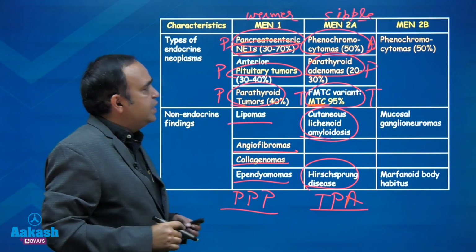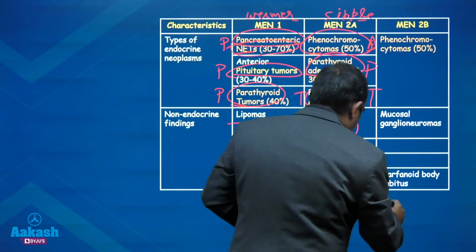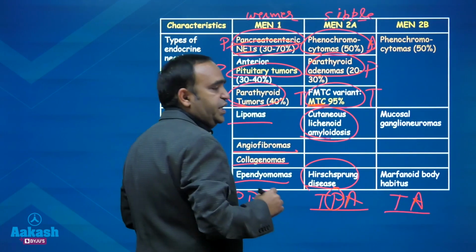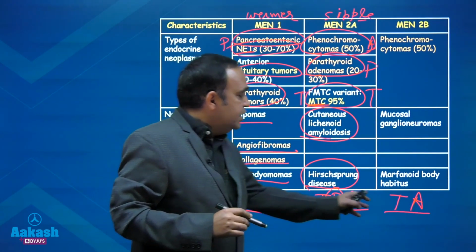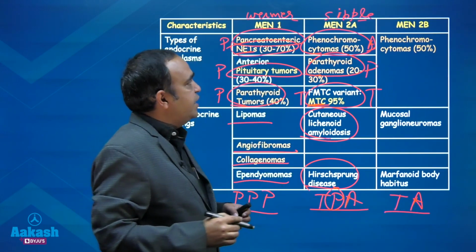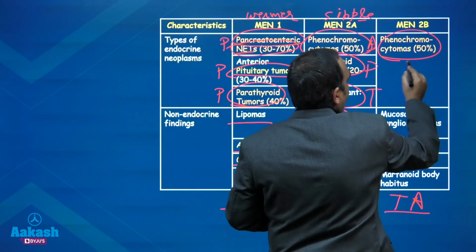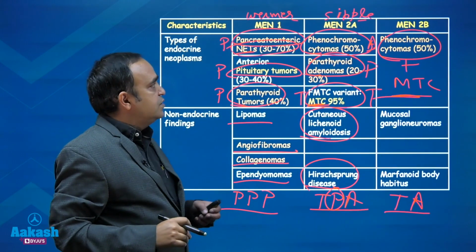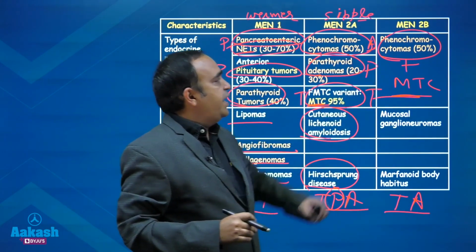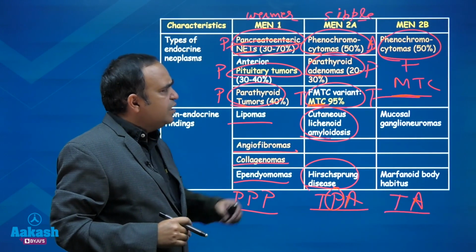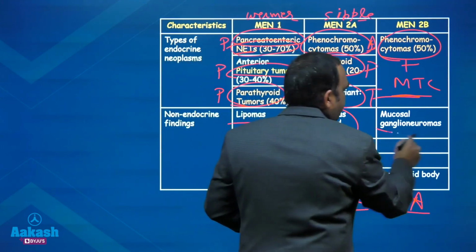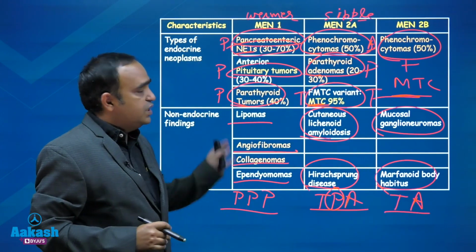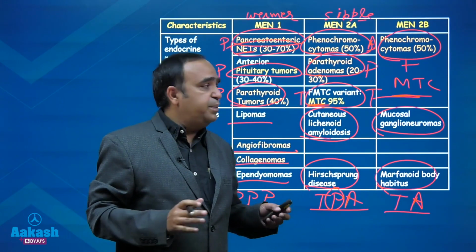Now MEN 2B is, remove P from TPA. So now we are left with just T and A, thyroid and adrenals. So pheochromocytoma, plus you can add to this medullary thyroid cancer. So combination of thyroid and adrenal. And the non-endocrine manifestations: mucosal ganglioneuromas and marfanoid habitus. So that's the complete summary of MEN syndrome.